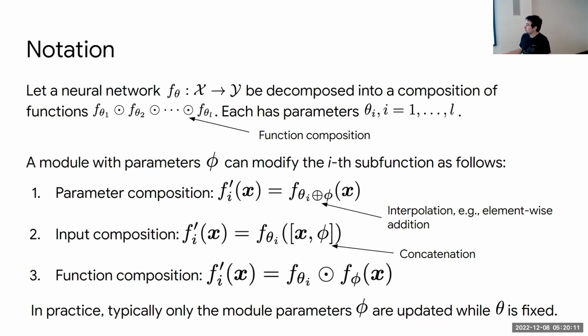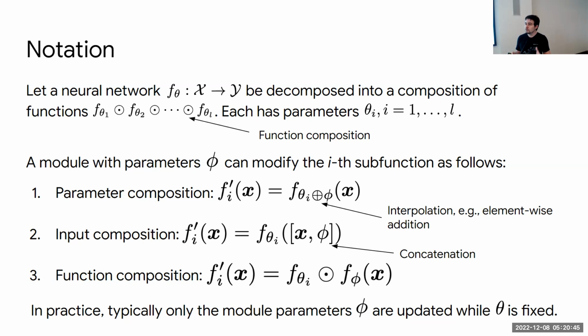Secondly, we're going to talk about input composition. In this case, we concatenate our modular parameters phi with the input. This is something that you can see with prompting, where you have your prompt and you concatenate that with the remaining input of the model. And finally, the most general category, function composition, where we have our existing function of the model f theta, and we compose that in some way with an arbitrary new function that we've learned, which is again parameterized by these phi parameters.